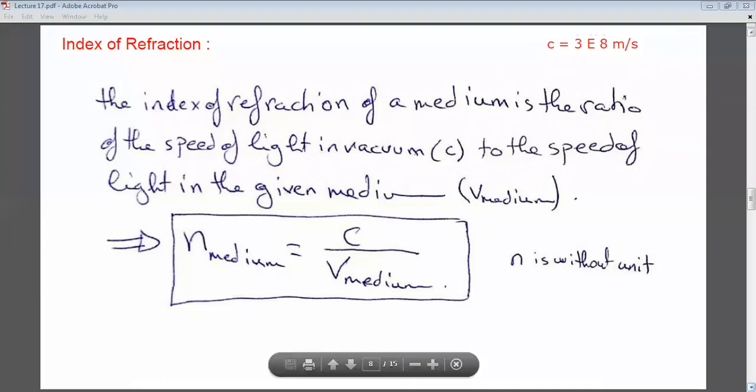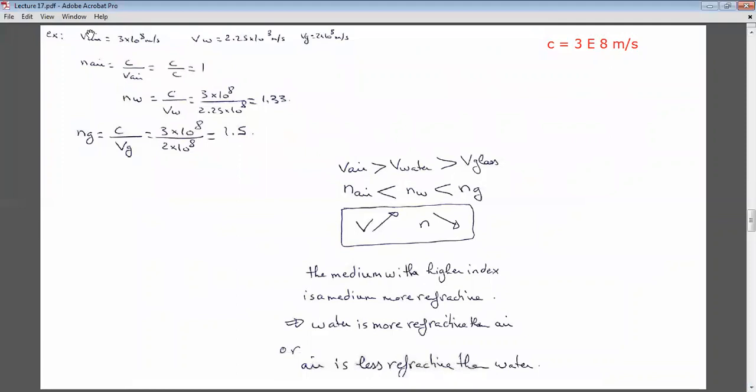So let's take some examples. Velocity in air is 3 times 10 power 8. Velocity of light in water is 2.25 times 10 power 8, and velocity in glass is 2 times 10 power 8 meters per second. So n for air is c over v of air, which is c over c, which is 1. n of water is c divided by 2.25 times 10 power 8, which is 1.33. And the index of refraction of glass is 3 times 10 power 8 divided by v of glass, which is 3 times 10 power 8 over 2 times 10 power 8, which is 1.5.